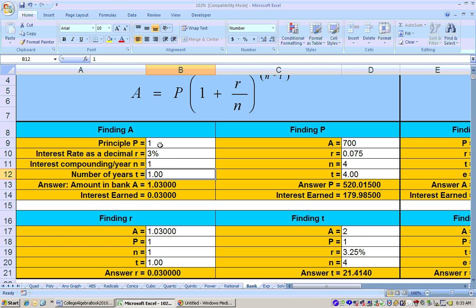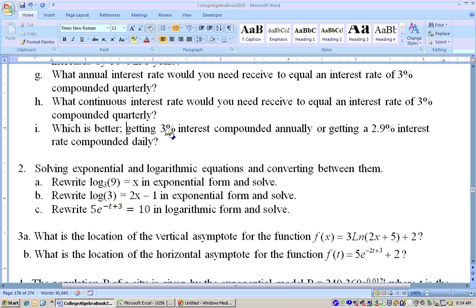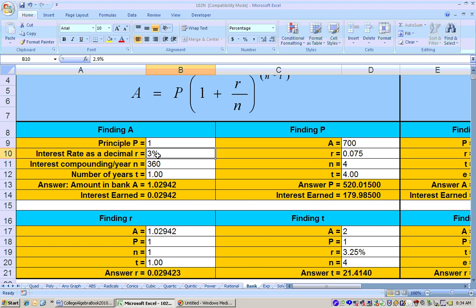Now, if we do the same problem, let's see what we get if we do 2.9% and compounded, it said daily, 360. And what do we end up with? Well, 1.029. So still, well, 1.02942. So in other words, the annual interest rate of, let's double check this here a second. The choices on the problem were 3% or 2.9%. Let me check it here again. Right here, okay, it just rounded it a little bit.